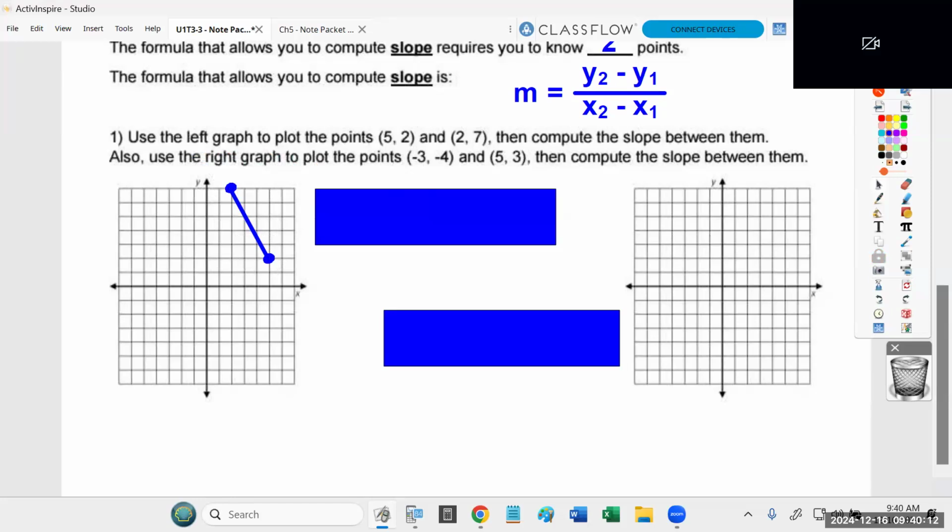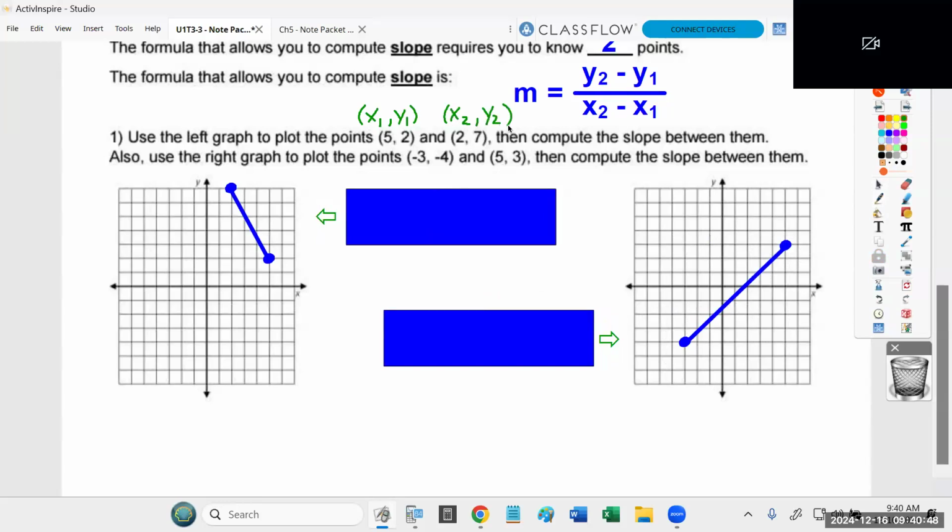Now it says also use the right graph to plot points (-3, -4) and (5, 3), and compute the slope between them. So again, I'll connect those points as well. Okay. Now I'm going to show work for both the slope calculation of this graph as well as the slope calculation of that graph. And before I do either of those, I'm going to label these points. So with the very first graph, I'm going to call this first point x1, y1, and I'm going to call the second point x2, y2.